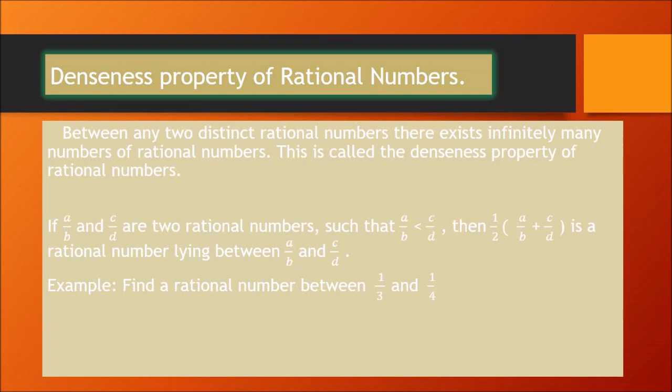Example: find a rational number between 1/3 and 1/4. To find a rational number between these two given rational numbers, just add these two rational numbers and divide by 2. Therefore, the required rational number is equal to 1/2 multiplied by (1/3 + 1/4), equal to 1/2 multiplied by 7/12, equal to 7/24. So the required rational number is 7/24.